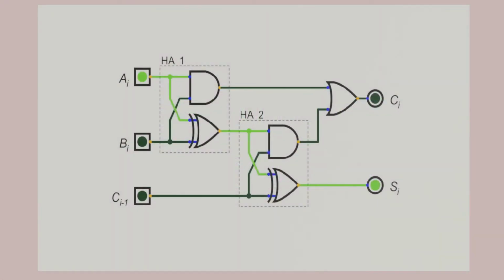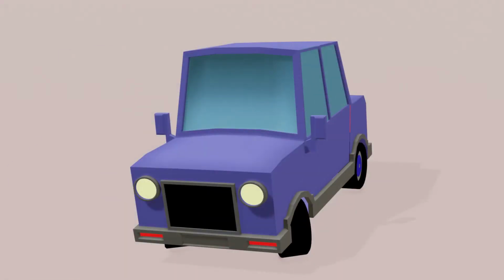Logic gates only become useful when they are combined together to make logic circuits that solve a particular problem. For instance, this circuit is designed to add together two binary values. So, how do you design a logic circuit? Well, first you start with a problem, so let's make one up.